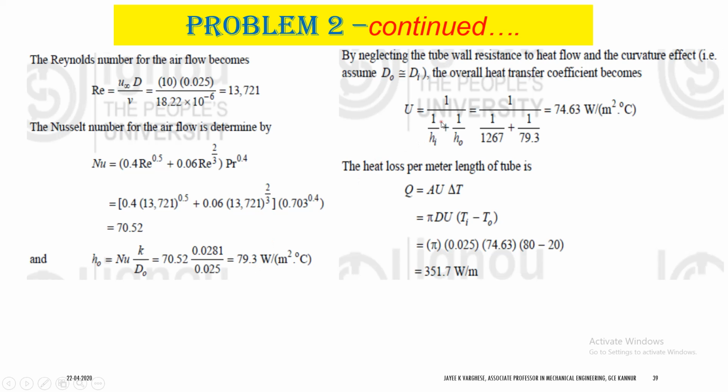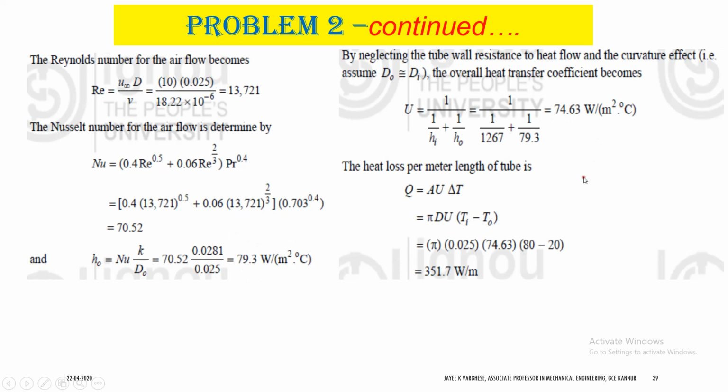Now the overall heat transfer coefficient after neglecting the wall resistance will be given by 1 by U equal to 1 by h_i plus 1 by h_out. Even the thickness is neglected. So substituting the values, we get 74.63 watt per meter square degree Celsius. Again, kindly notice that the overall heat transfer coefficient will be smaller than the individual heat transfer coefficients. It is smaller than both h_i and h_out.